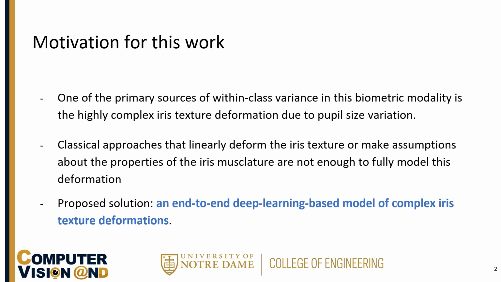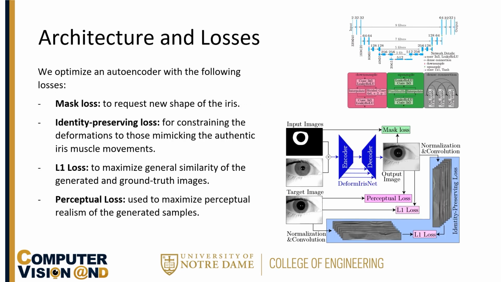So, the classical approach usually assumes a linear deformation model, or for nonlinear models, they assume certain properties about the iris musculature, and we believe that is not enough. So, we propose an end to end deep learning based model for this. Here we discuss the architecture and the losses.